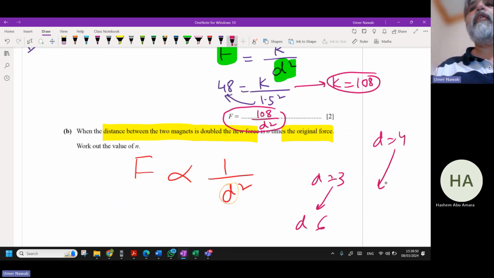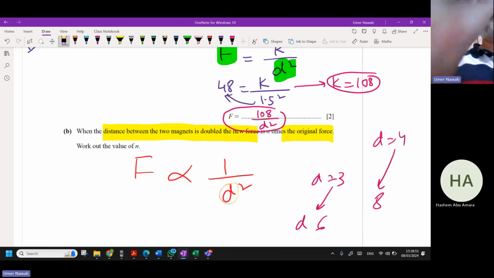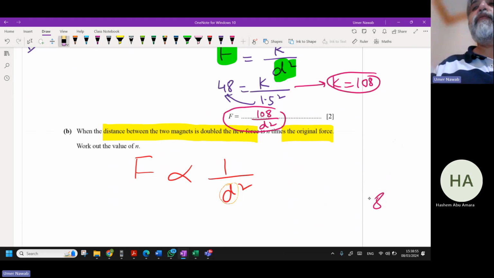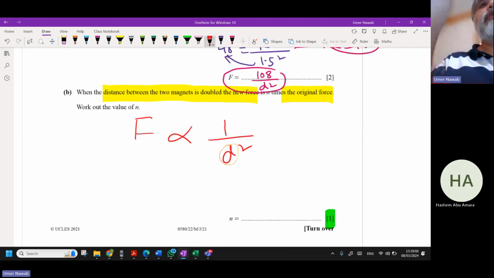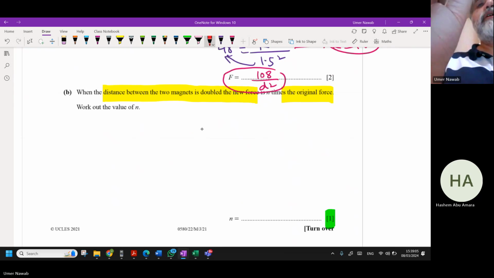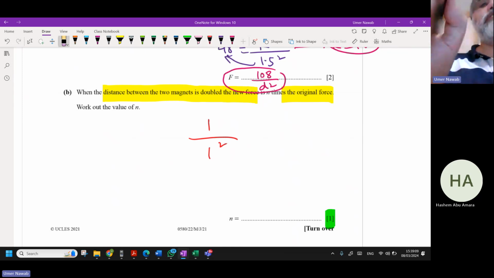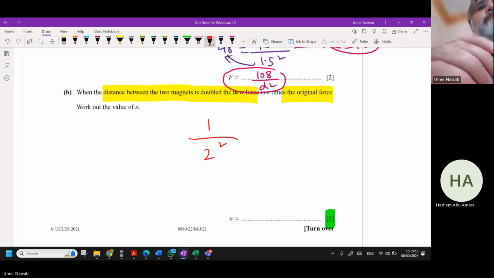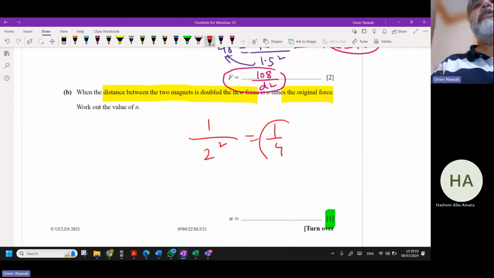If D is 4, the double of 4 is 8. Now, the question says if one of the variables, which is D, is going to be doubled, how can I write it? Instead of 1 squared, now Mr. Omar is assuming the original one is 1. Now I'm going to double it, so instead of 1, I'm going to write 2. What is the answer? It means our force will be a quarter. You got the point, guys.